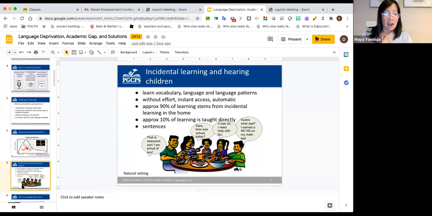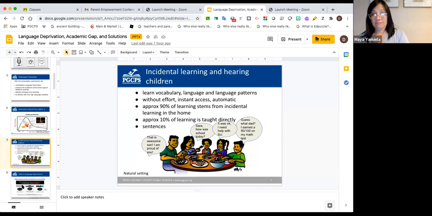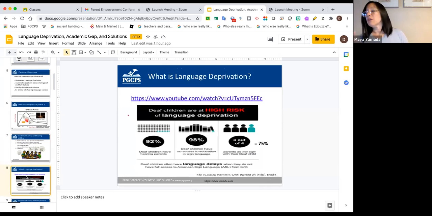Okay, next slide. Now, that is the case for children who have access to language from birth to 5, and it's ongoing. But for deaf and hard of hearing children, it's a different story. And this is where language deprivation happens.